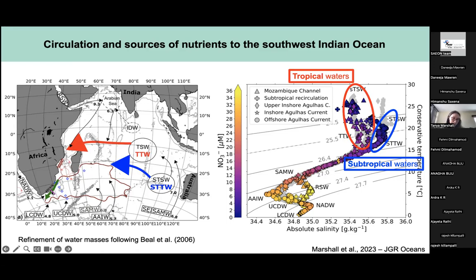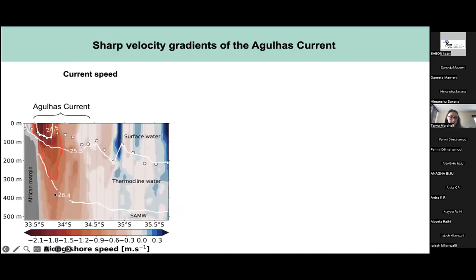I want to draw your attention again to this pink transect that samples across the Agulhas Current, because I'm going to show data in the next slide. What you're looking at here is the current speed from that transect. On the left-hand side, you have the African margin, and you're moving southward as you move toward the right. This is the upper 500 meters. The red colors indicate southwestward flow, so this is the Agulhas Current. I'm using this bracket at the top to indicate its reach, and this red contour is the 1 meter per second contour, which indicates the core of the current.